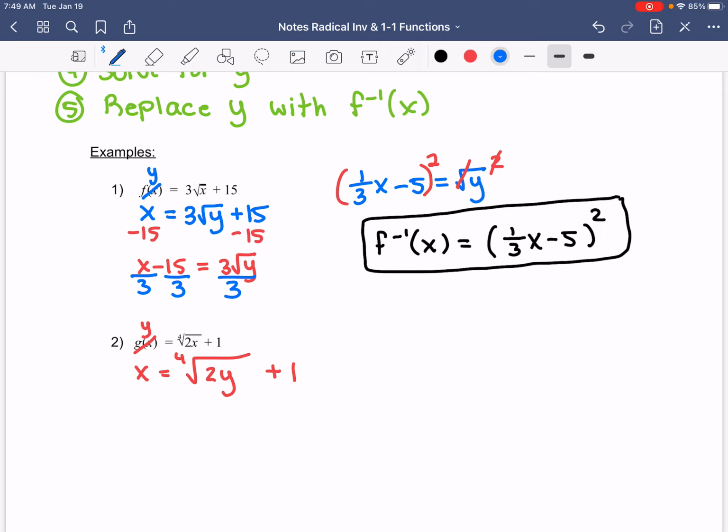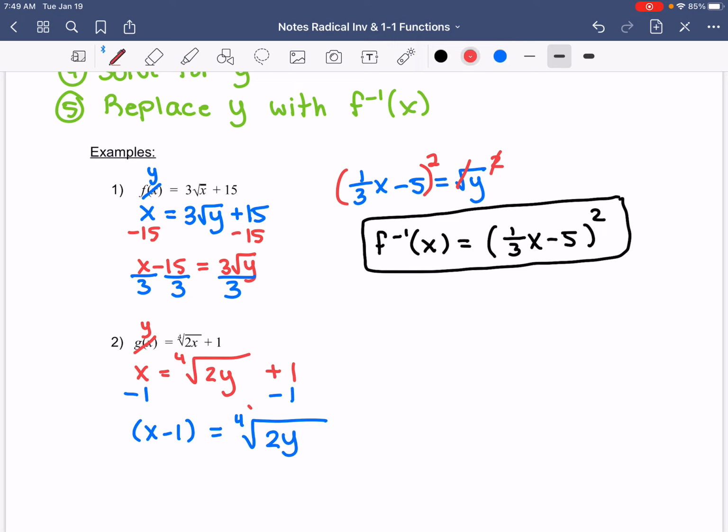Step 2 is to move anything that's outside the radical. So this is my radical. It's a 4th root of 2y. The piece that's outside is this plus 1. That's the only thing I need to move first. So I'm going to subtract 1 from both sides. So I get x minus 1. I'm putting in parentheses because they go together. They're holding hands.